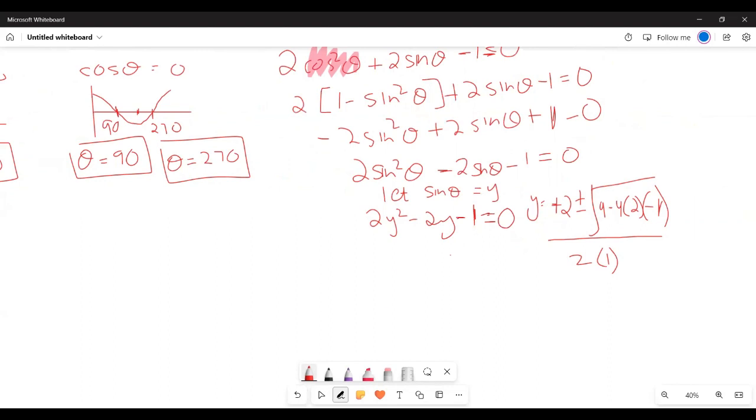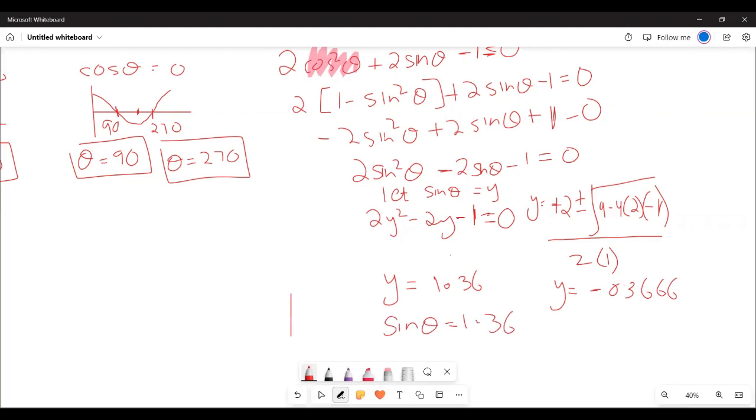Okay, this gives two answers. 1.36 and minus 0.3666. So sine theta equals 1.36, which by the way will give you no solution when you take sine inverse, because sine is between 1 and -1. It is not greater than 1 ever or less than -1 ever. So you'll get math error. So we write no solution for this one.